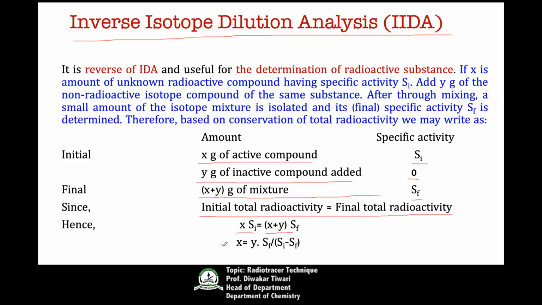From this equation, if you calculate, X will be equal to Y into SF divided by Si minus SF. In this, Y is known, SF is known, Si is known, so you can calculate X. So using this equation, you can conduct this inverse isotope dilution analysis, by which you can analyze the analyte which was radioactive, that is the X gram.